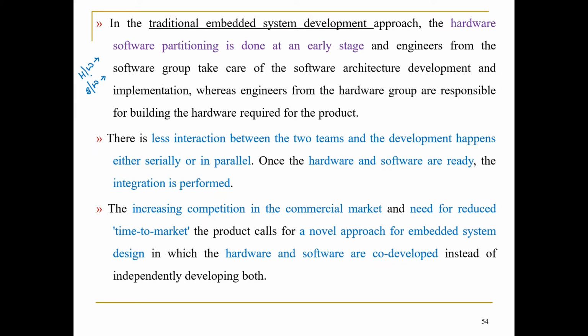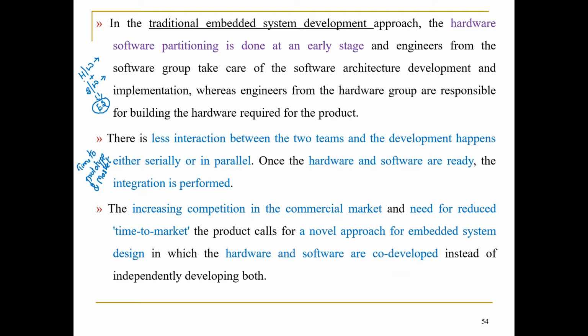Finally, they would integrate hardware and software together and come out with the product, the embedded system. This is what was happening in the old traditional days. But nowadays, as we studied in yesterday's class, the time to prototype and market is comparatively very small.